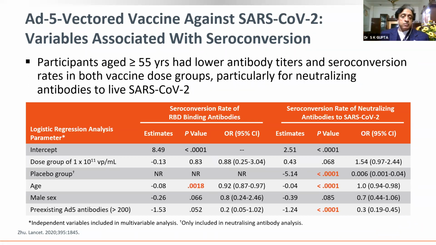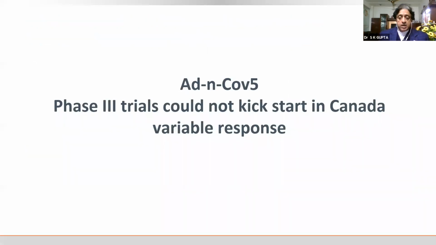Antibody titers and seroconversion were pretty low. Why did the vaccine show a low antibody response in old age? Because probably these people already had antibodies against the vector, adenovirus 5. As of now, China is using this vaccine on its military personnel, but this vaccine seems to have gone out of the board, and not much is being talked about it.